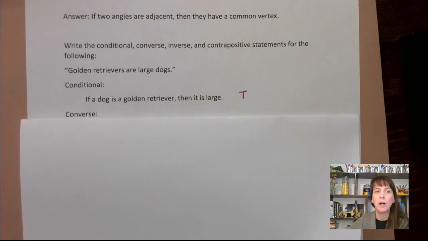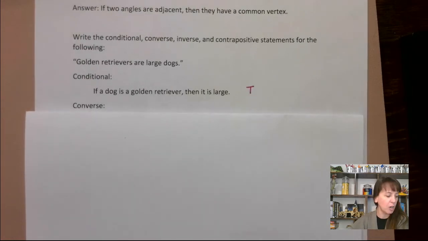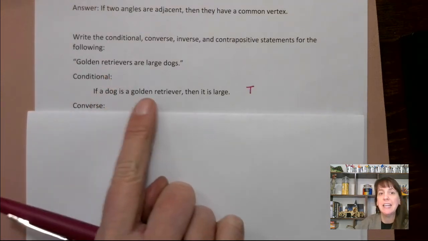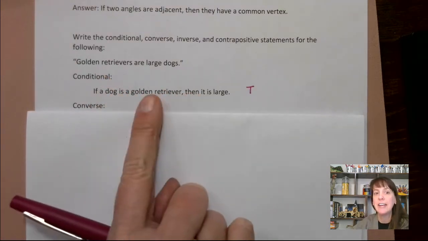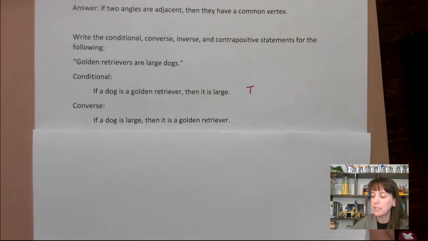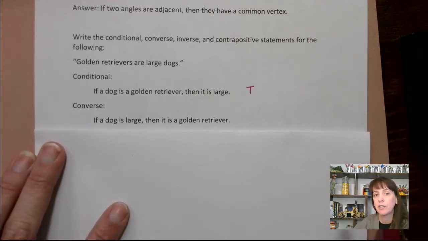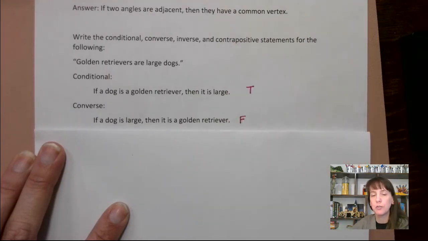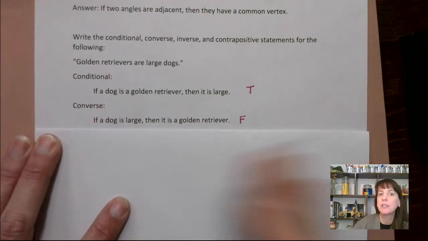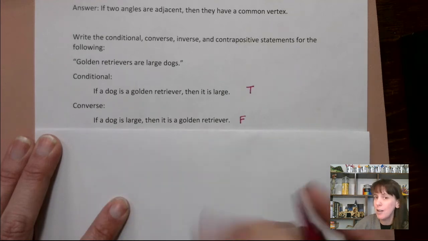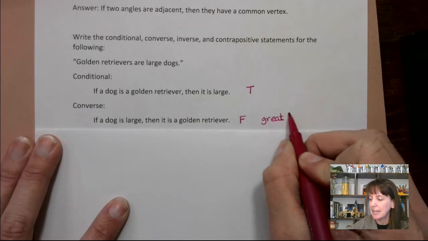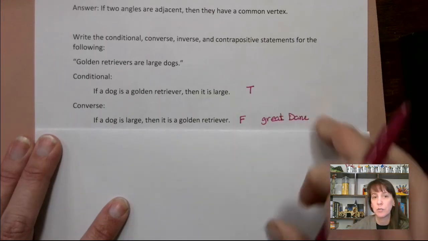Now, we're going to do our converse statement. Remember, our converse is when we switch these around. So we're going to say, if our dog is large, then it is a golden retriever. Is that true? No. And all you need in order to prove that not true is just a counterexample. Our counterexample: if a dog is large, then it's a golden retriever. No, because there's things like Great Danes, right? Great Danes would be an example of a dog that is large that is not a golden retriever.